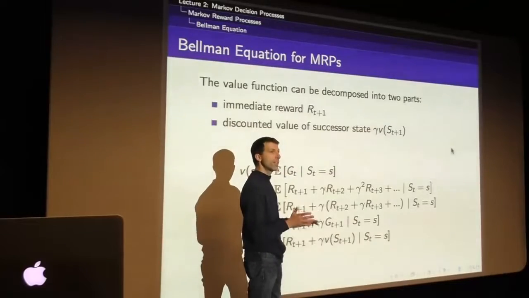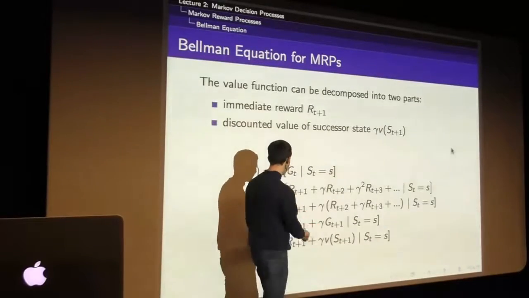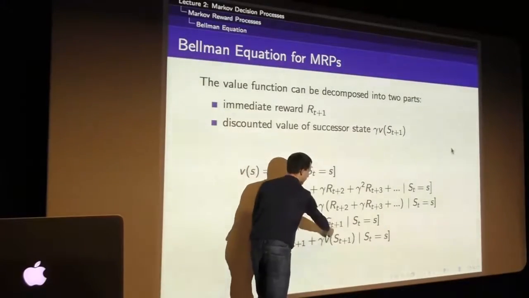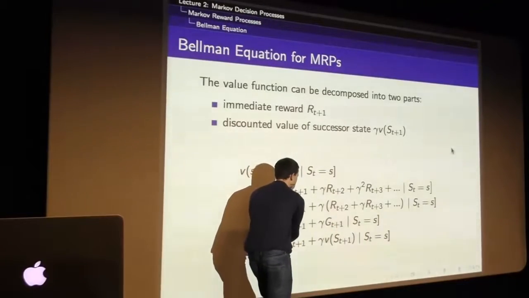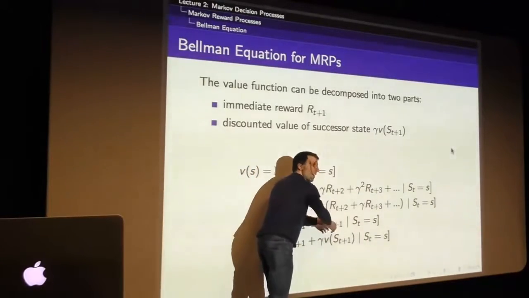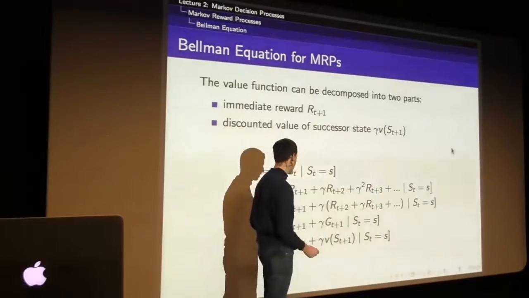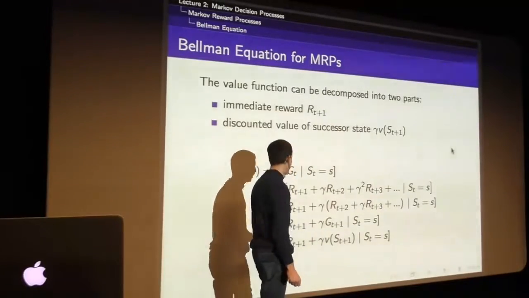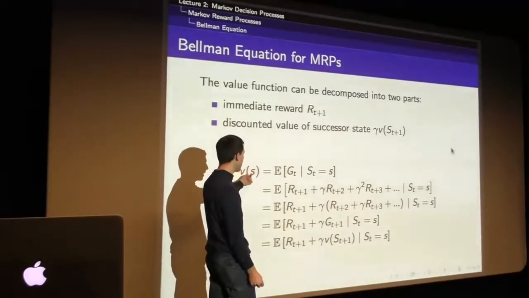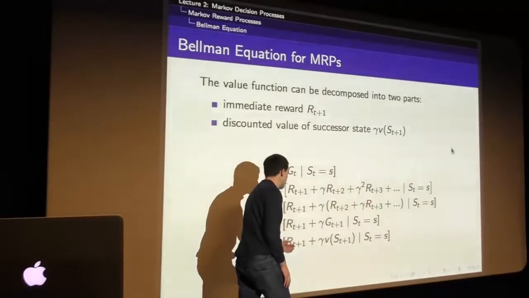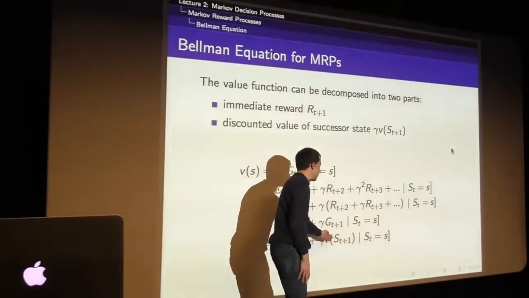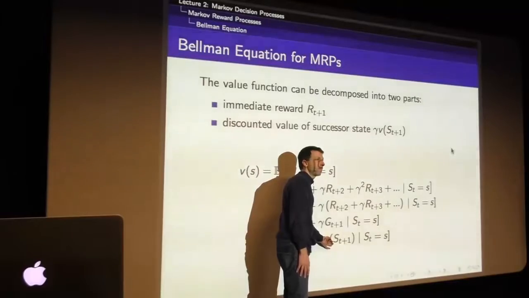Then, by the law of iterated expectations, we can say the expectation of this return is the same as the expectation of this return. That's called the law of iterated expectations, which gives us this final line here, which tells us that the value function in state S is equal to the expected immediate reward plus the value function at the next state.